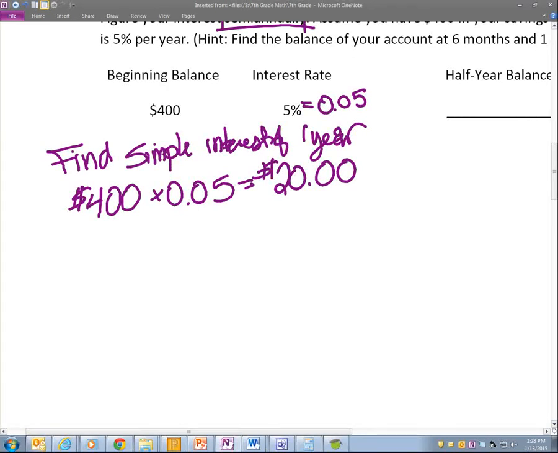How did you get 0.05 and not 5%? Remember, whenever you're trying to find the decimal value of a percent, you just move the decimal point. Whenever you have a percentage, you take the decimal point and move it two places to the left. And this is simple interest for the year.